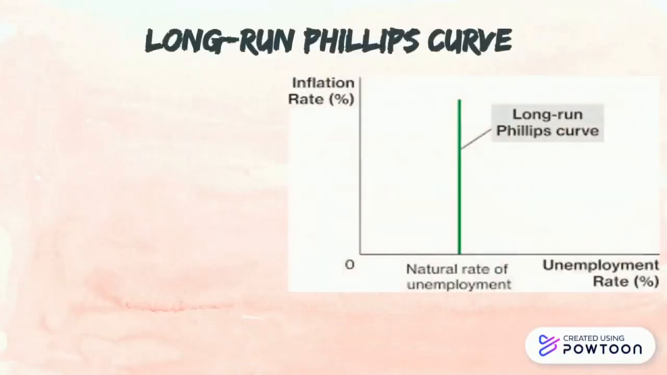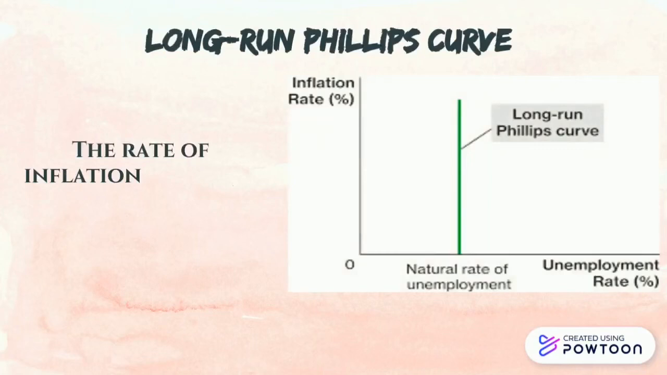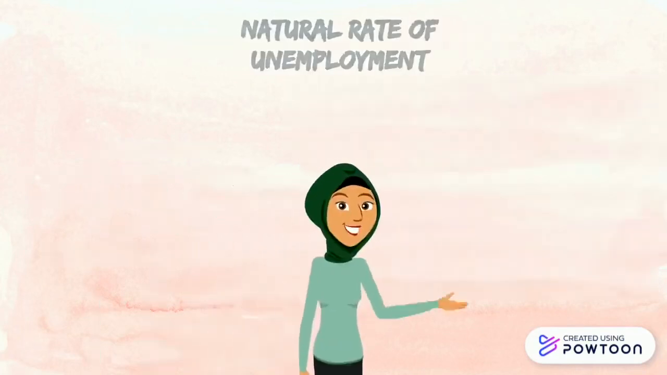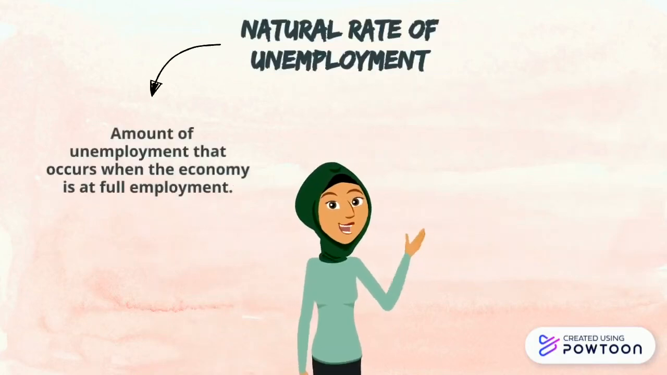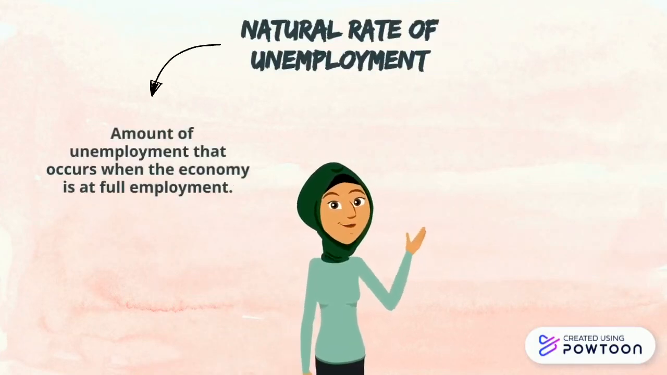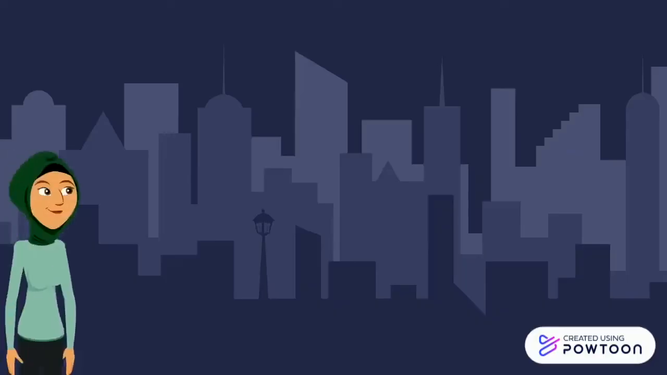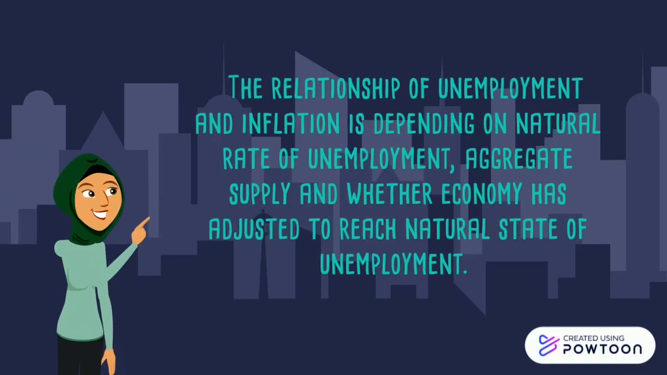In the long-run Phillips curve, the rate of inflation does not affect the natural rate of unemployment. The natural rate of unemployment is the amount of unemployment that occurs when the economy is at full employment, and it is affected by the relationship of unemployment and inflation, depending on the natural rate of unemployment, aggregate supply, and whether the economy has adjusted to reach the natural state of unemployment.